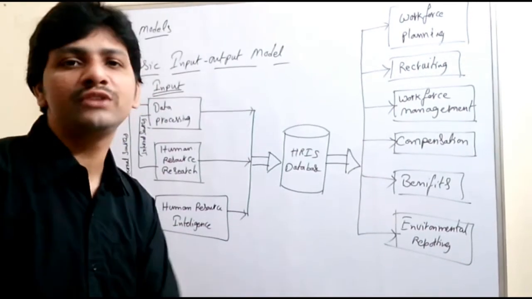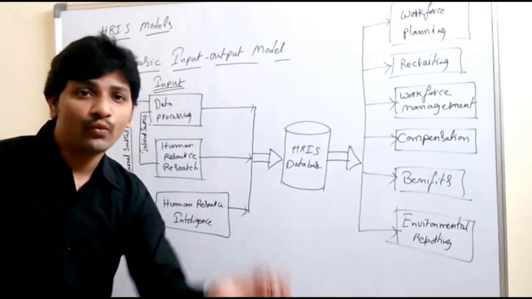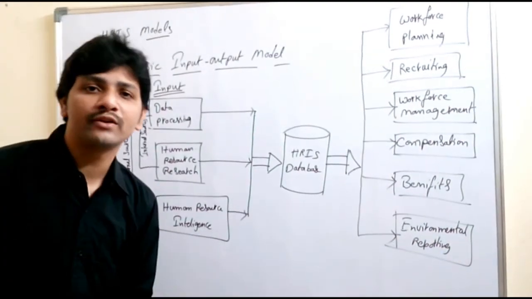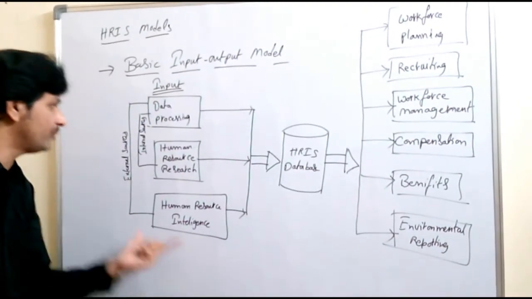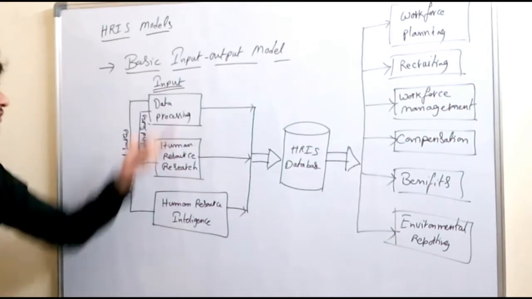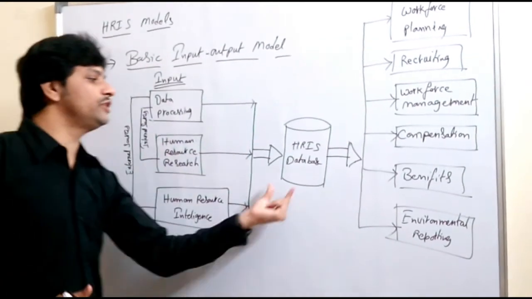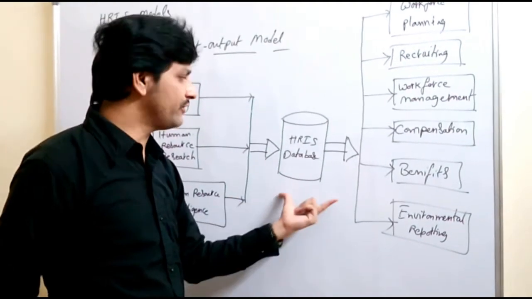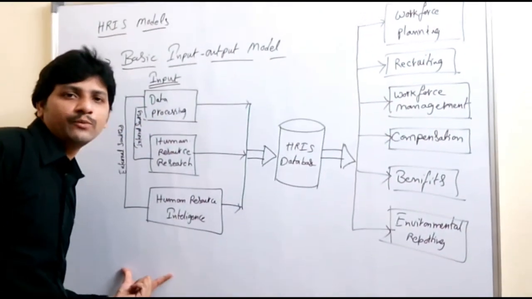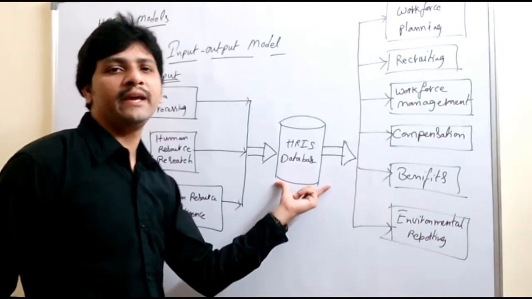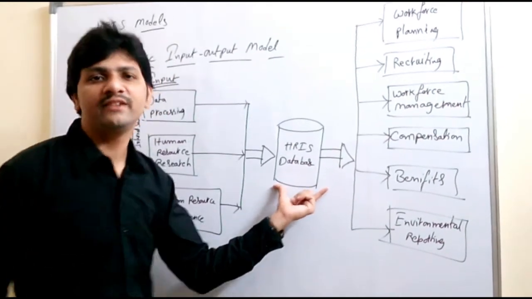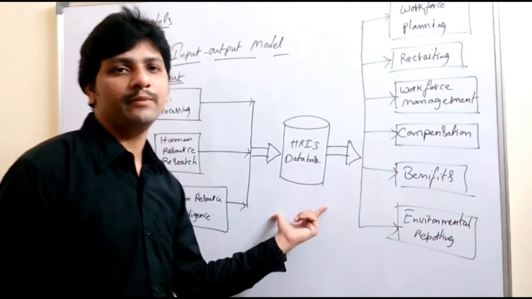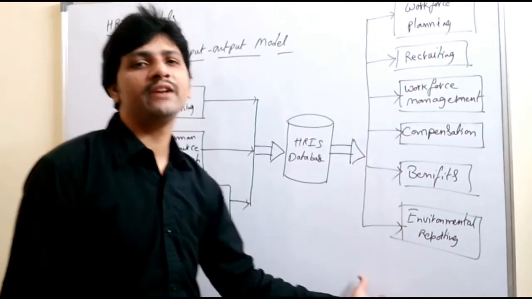What are the new things they are going to take in? What new things are invented regarding human resource information will come from the external resources. All these are applied as input for processing the data. Processing of this data is taken care of by the HRIS database, the human resource information system database. After processing we get the output.